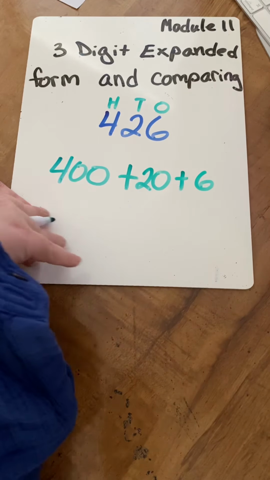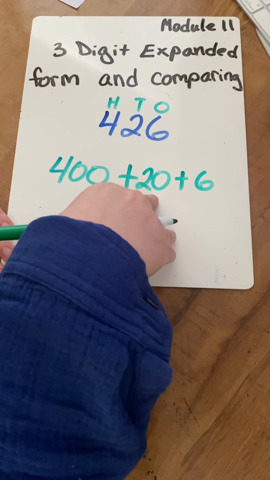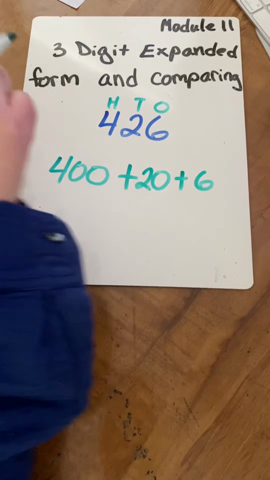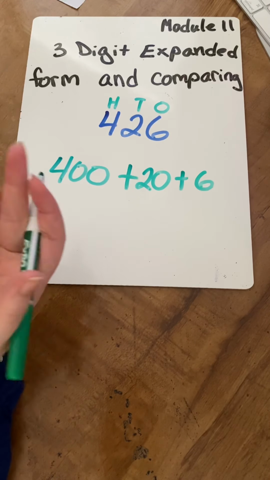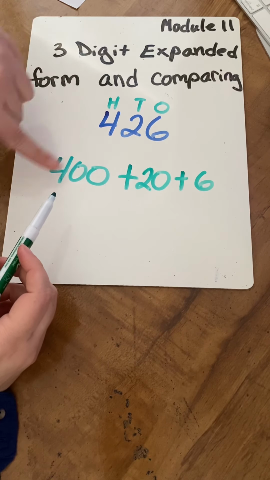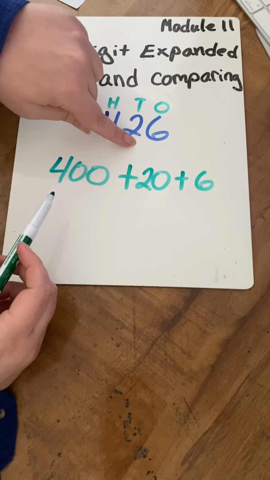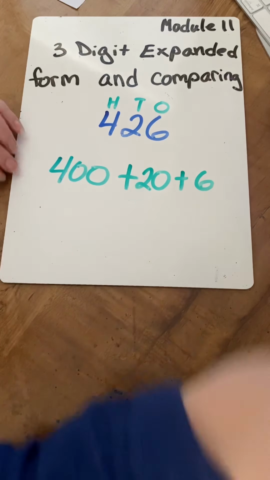So here we go in standard form. 400 plus 20 plus 6. And guess what? When you say the number, you actually say it in expanded form. This number is 426. So you write it just the way you say it. Let's try another one.